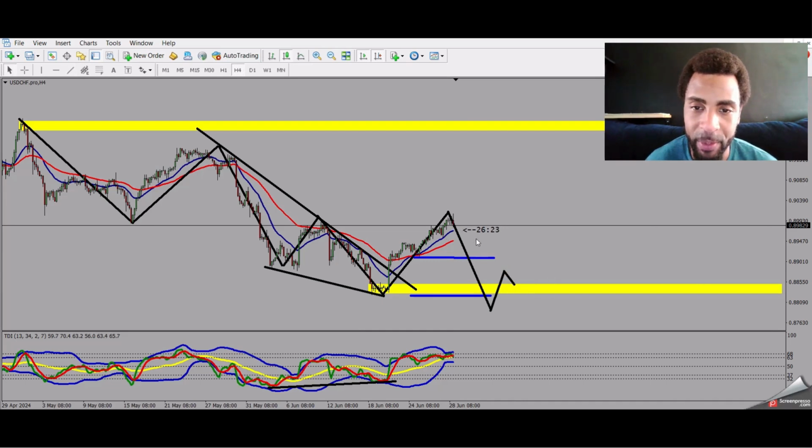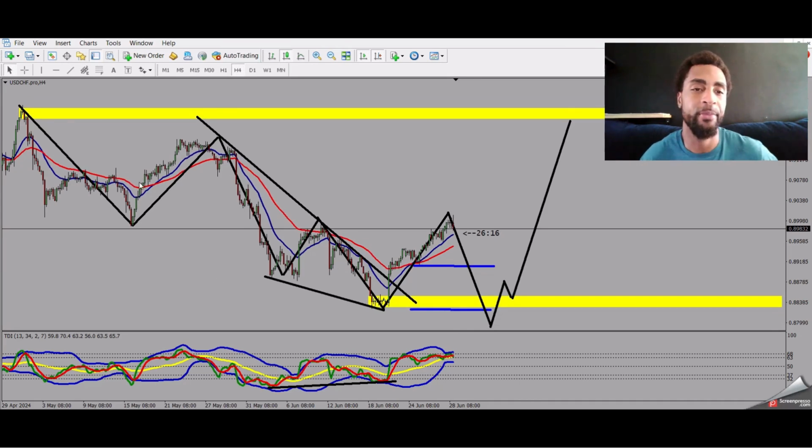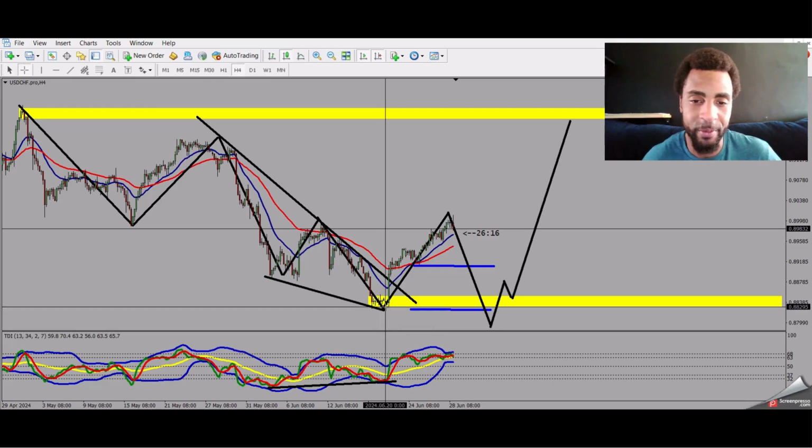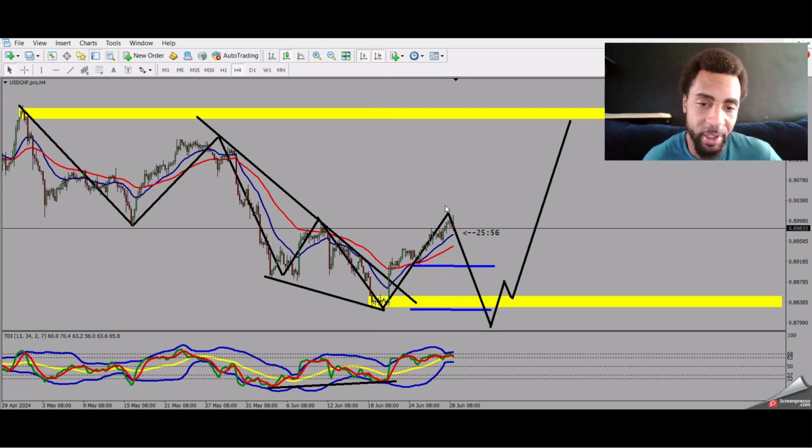Wait, let me restart. Criteria one, it's been trending down. Criteria two, divergence. Criteria three, we break out. We have to see that breakout. That is three. We're not trading yet, although you can trade this move from the low to the high, but you just need to know that it's not going to last up until this high point. It's just not going to do so.